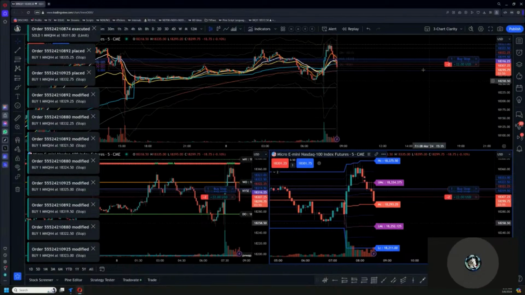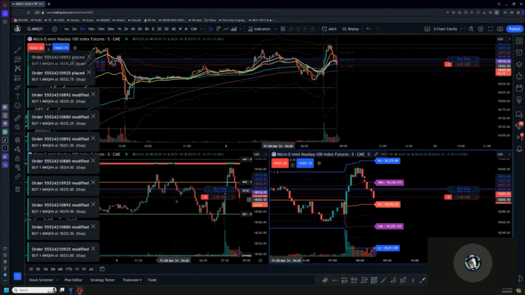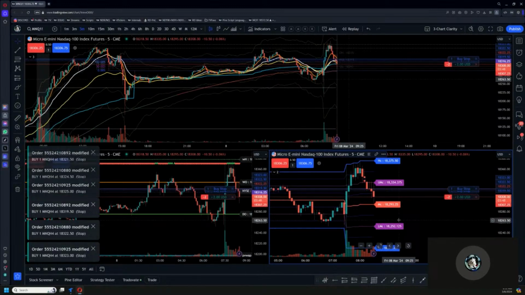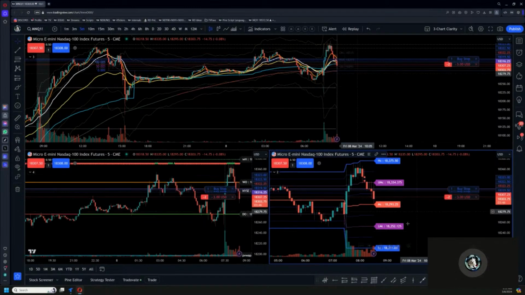For those that are wondering, I've changed the layout here. We've got the 3-chart layout. We got momentum up. We got the levels on the left. And then we've got the dynamic channels on the right.